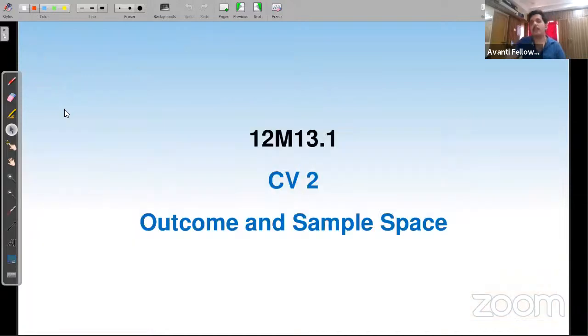Okay, coming to the next part. Try to be fast along with me, guys. Now, what is outcome and what is sample space? Outcome is a possible output. Like if I roll a die, the outcome could be one, outcome could be two, outcome could be three, all these things. Outcome is a possible result. And what is sample space?